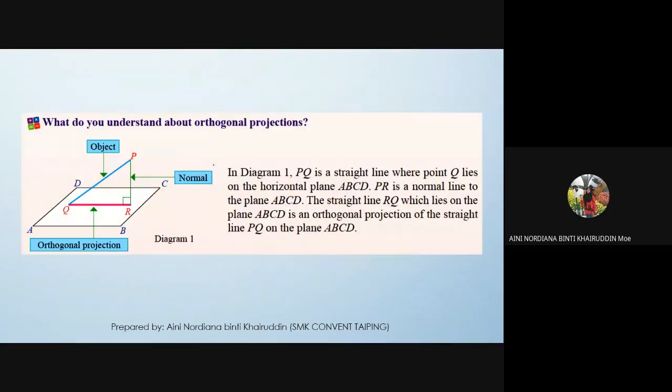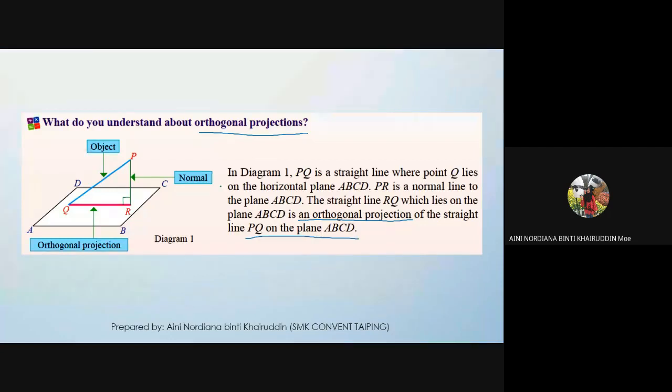Okay, now we are going to look at orthogonal projection. Oh no, what is this? Okay. The normal we already know, right? This is orthogonal projection. In diagram 1, PQ is a straight line where point Q lies on the horizontal plane ABCD. PR is a normal line to the plane ABCD. The straight line RQ, which lies on the plane ABCD, is an orthogonal projection of the straight line PQ on the plane ABCD.